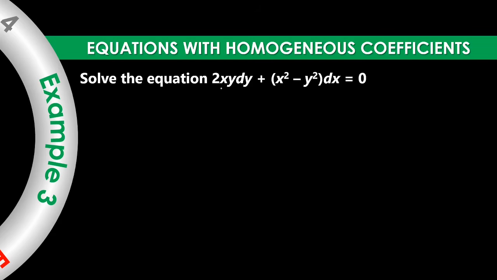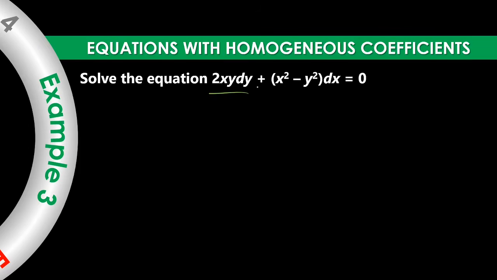Okay, look at the first term. Here, the sum of the powers or exponents is 2. Here, the exponent is 2, and there, the exponent is also 2. So now, the equation is homogeneous. It's not separable, but it's homogeneous. And we already know how to solve homogeneous equations.